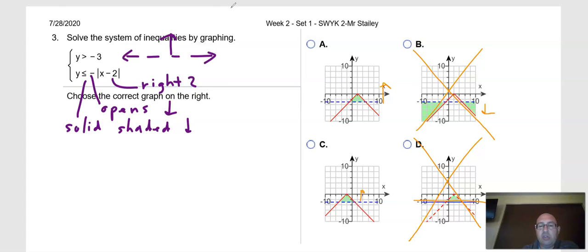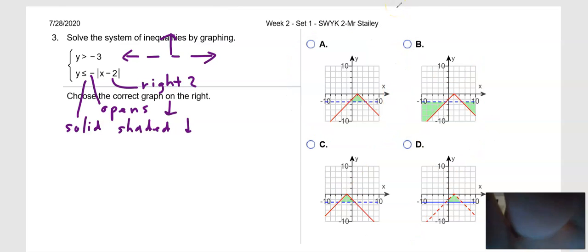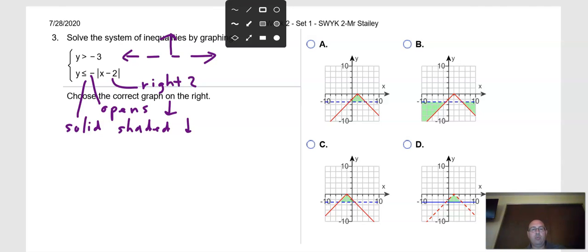So now we've got to decide between these two. So we're moving right 2, oh, ding, ding, ding, we just found it. The V went to the right 2 units. This one went left 2 units, so that got rid of that choice. So we can easily rule out the bad choices just by looking at individual pieces of information. Okay, that's enough for SWYK number 2.